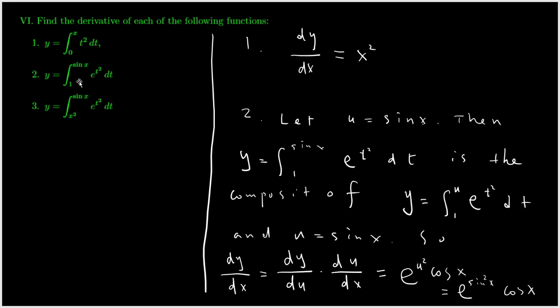Actually, the key to do question 2 is to treat the given function y as the composite of two functions. You replace the upper limit with a new variable u, so that you can treat the given function as the composite of two functions. When differentiating dy over du, you can directly use part 1 of FTC. Any questions about this?